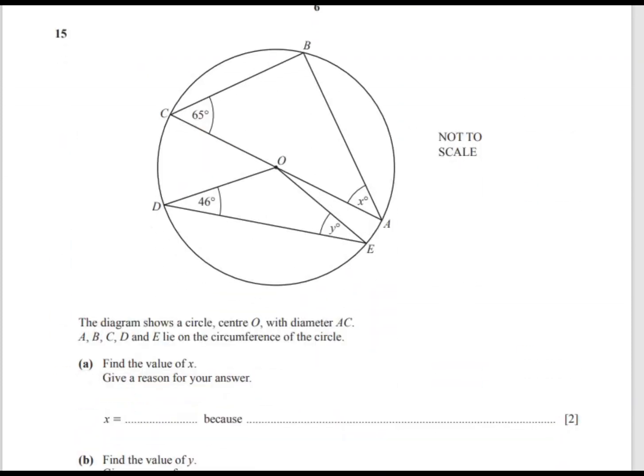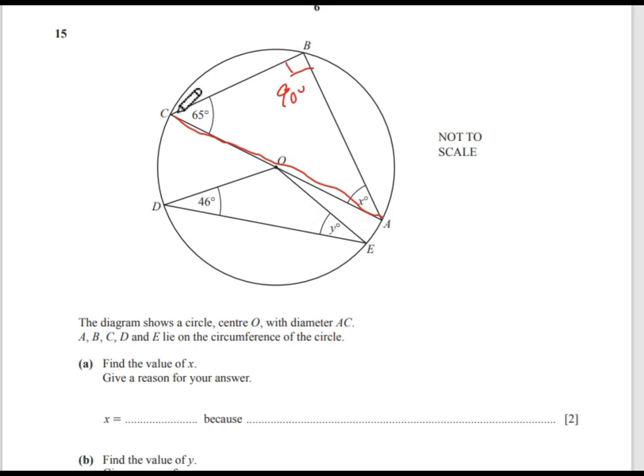Then number 15 says the diagram shows a circle center O with diameter AC. A, B, C, D, and E lie on the circumference of the circle. Find the value of x. Give a reason for your answer. Now since this straight line is a diameter, it divides this circle into 2 equal halves. The angle facing this diameter is always equal to 90 degrees. So this is 90 degrees.